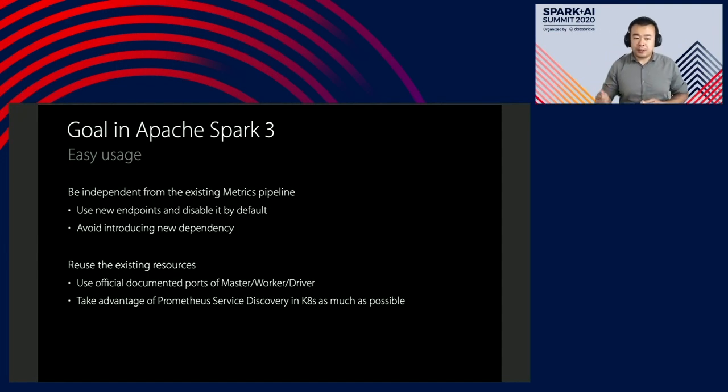So in Spark 3.0, we want to make the experience much smoother, and we want to be independent from other frameworks such as JMX or Graphite. And we don't want to introduce new dependencies into user applications. We also want to reuse existing resources, such as the current port that has been used in Spark, to monitor the metrics. And we also want to take advantage of Prometheus service discovery in Kubernetes as much as possible so that Prometheus can find those running applications and pull the metrics from these Spark jobs.